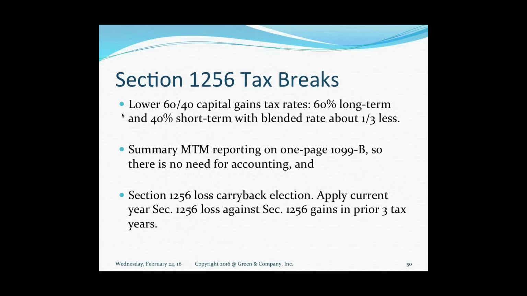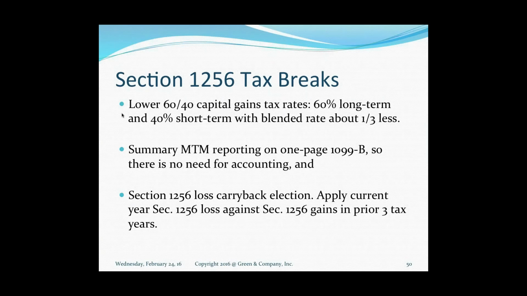Your 1256 contracts, they get the tax breaks. Lower 60/40 capital gains tax rates. 60% is the long-term capital gain. The tax rate on a long-term gain is pretty much 1/2 of the rate for a short-term capital gain at the highest bracket. The highest ordinary bracket is 39.6%. The highest long-term rate is 20%. If you add in the net investment tax, 3.8% more on short-term or long-term. So when you do the 60/40 math, it's about 1/3 less.